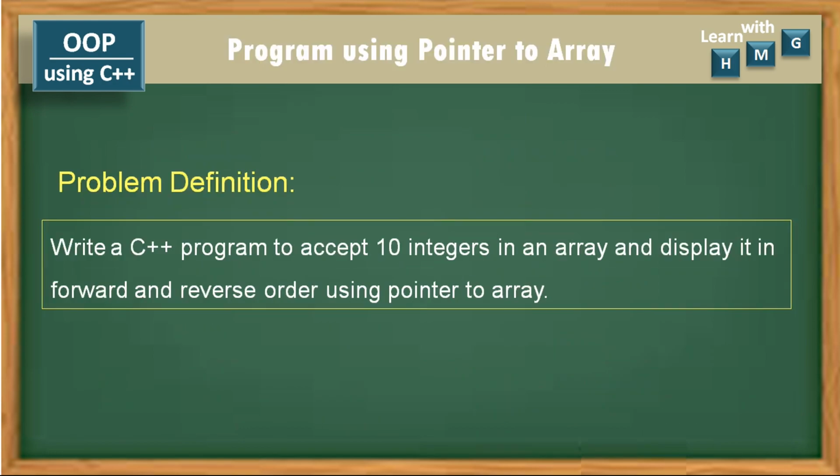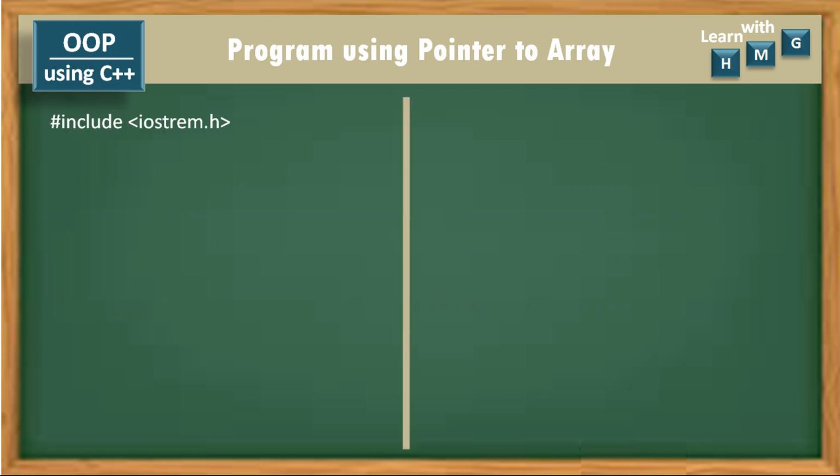This is the problem definition. Write a C++ program to accept 10 integers in an array and display it in forward and reverse order using pointer to array. So first of all you have to declare a simple array of 10 integers and then declare a pointer to it, and using that pointer you display the array elements in forward direction as well as in reverse order. So let us go for the C++ program using pointer to array.